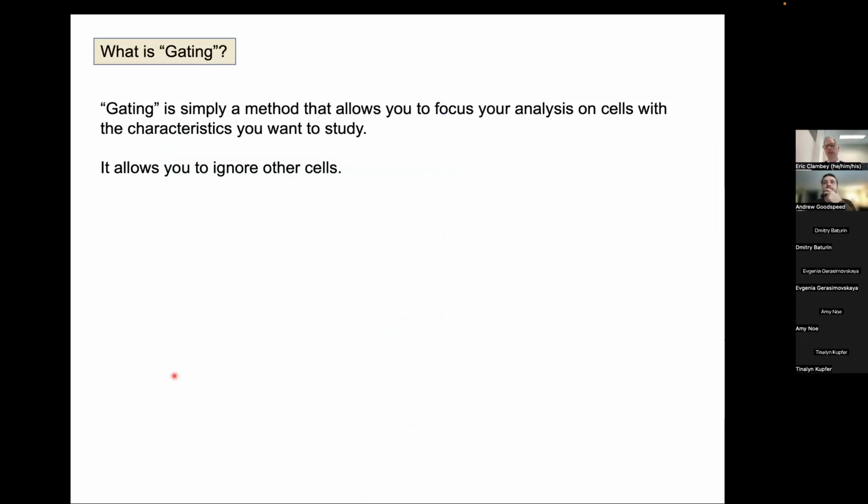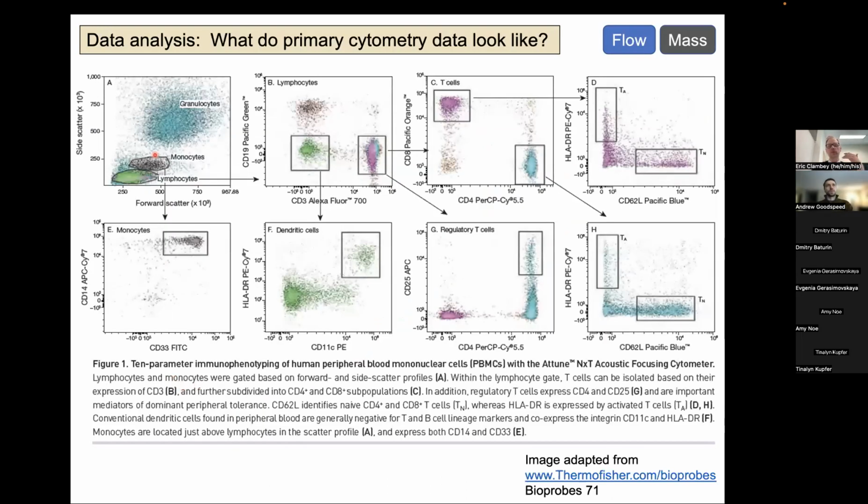And so what's gating? Well, it's simply a method that allows you to focus your analysis on the cells that you care about with the characteristics that you want to look at, and it allows you to ignore other cells. And gating is typically done in post-acquisition analysis. What this data analysis will look like if you're using gating: in this top left panel, this is showing all the cells from a peripheral blood sample, for example.